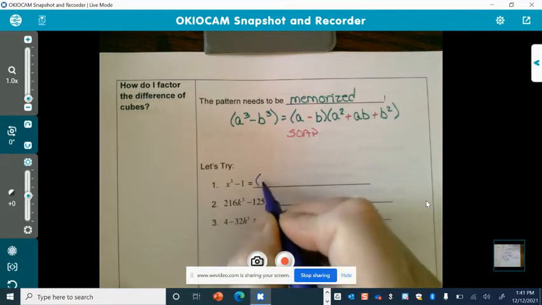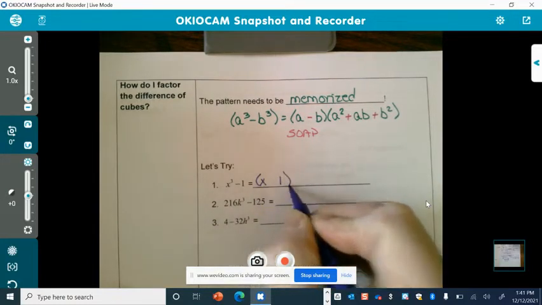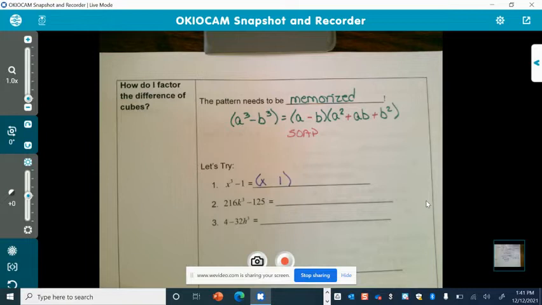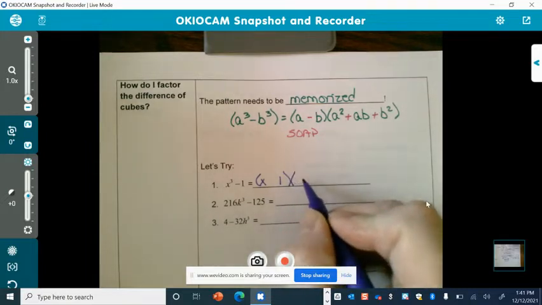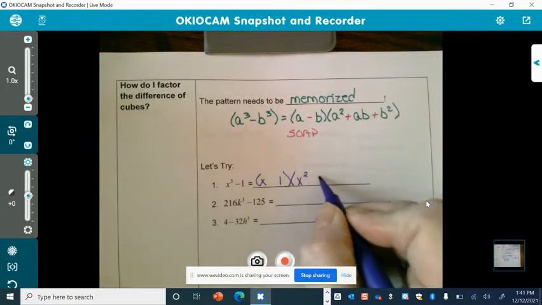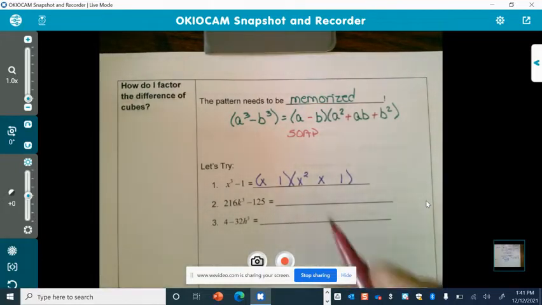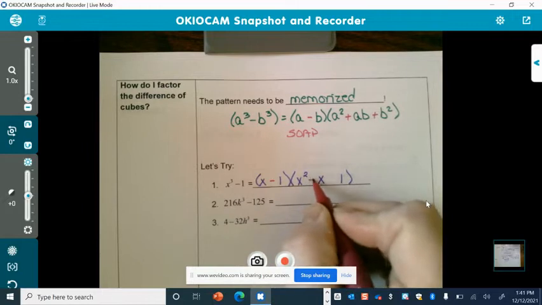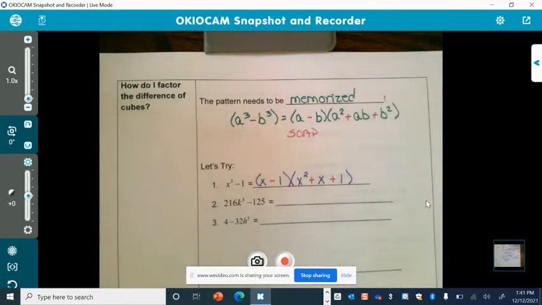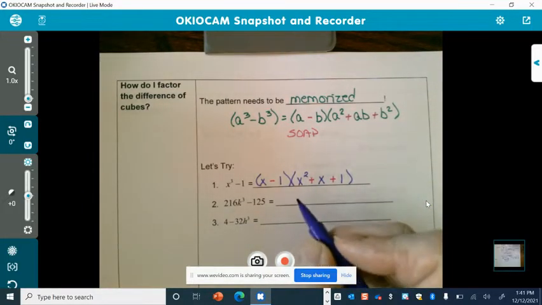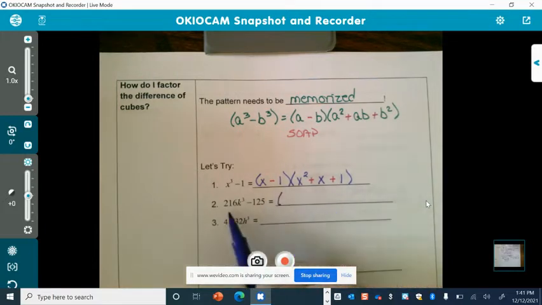No greatest common factor. And my cube roots were very obvious, which was kind of nice. Square the first, multiply them together, square the last, apply SOAP. Same, opposite, always positive. Okay. No greatest common factor again.